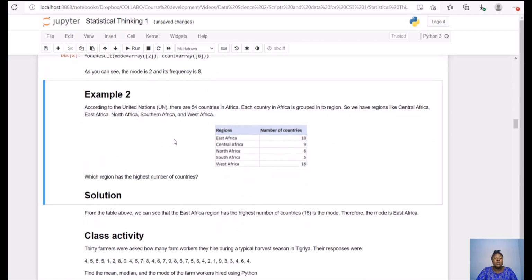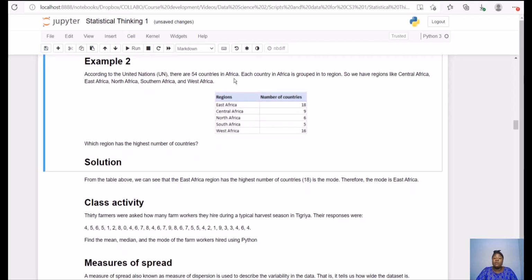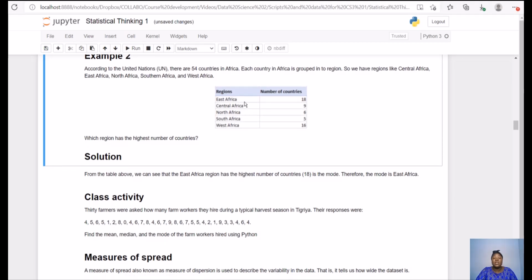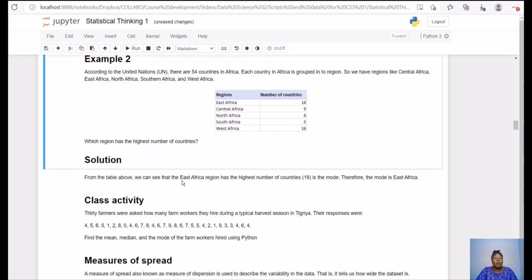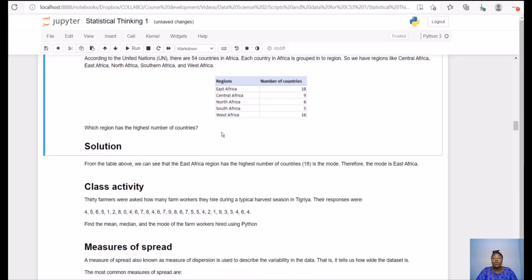Another example: according to the United Nations, there are 54 countries in Africa, and each country in Africa is grouped into regions. We have regions like Central Africa, East Africa, North, Southern and West Africa. These are the number of countries that we have in each region. What will be the solution? Because we want to calculate which region has the highest number of countries, we resort to the mode. From the table above, we can see that East Africa has the highest number of countries.